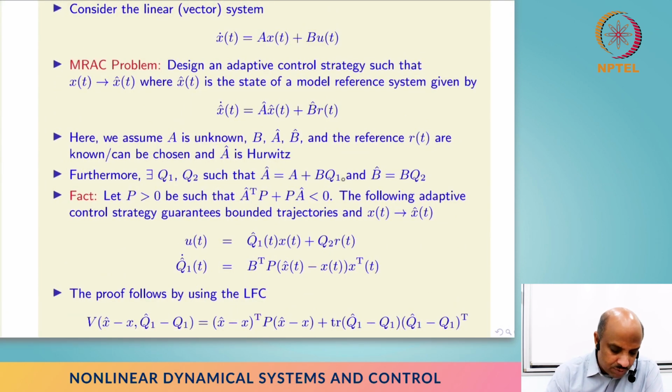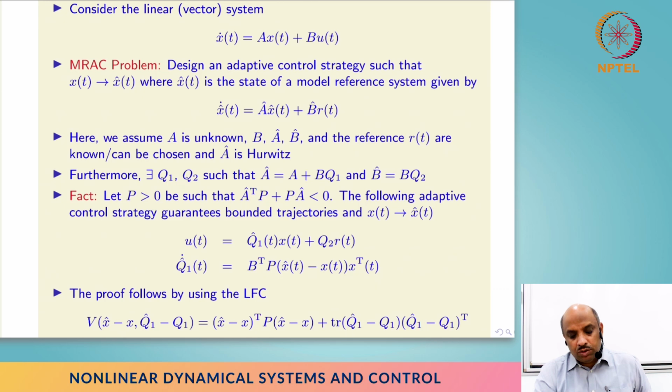So what about this Q1s and Q2s? Q1 and Q2 are such that basically they connect between A hat and A, and that's Q1, and then Q2 is connecting B hat and B. Now B is known, and therefore sometimes B hat can be chosen to be equal to B, and then Q2 becomes identity. So that part is easy. The more difficult assumption is basically I don't know this A, right? And then I'm making this assumption that A hat is going to be equal to A plus B Q1, where B is known but Q1 is unknown, right? Under what conditions can we guarantee?